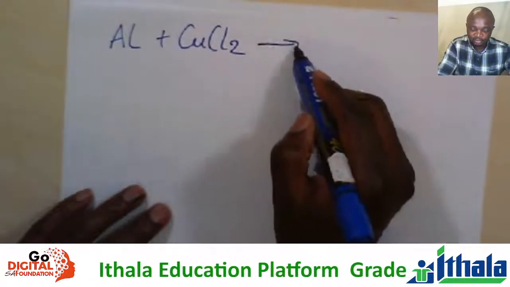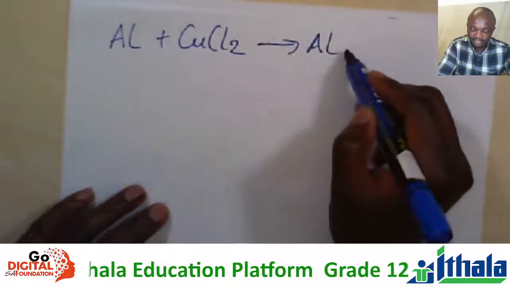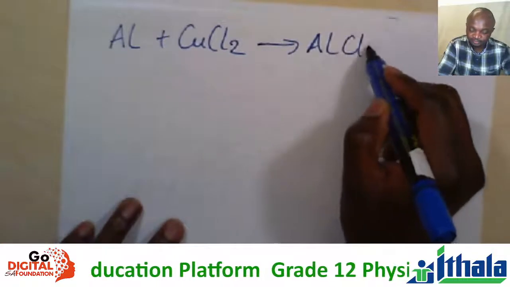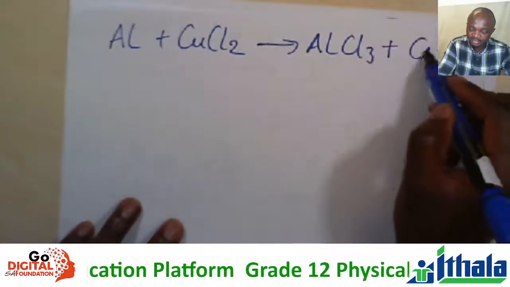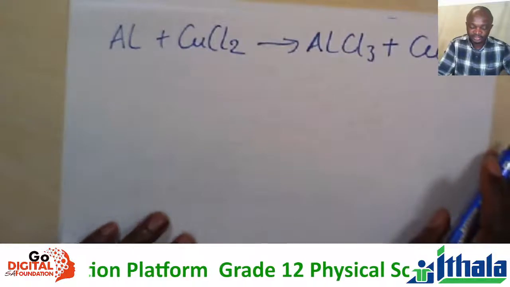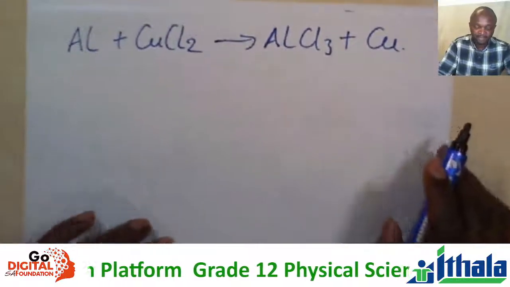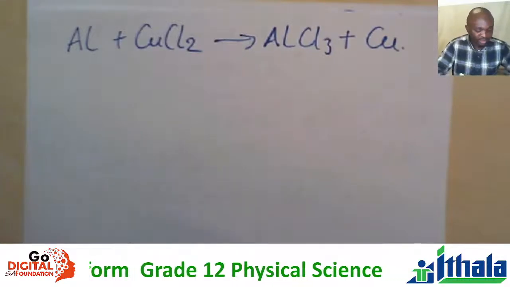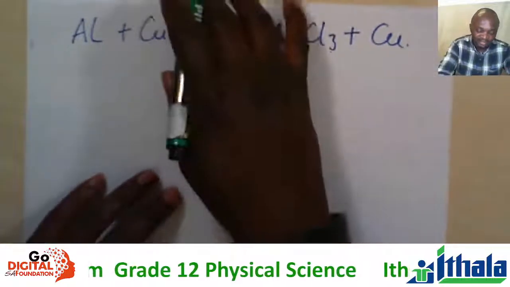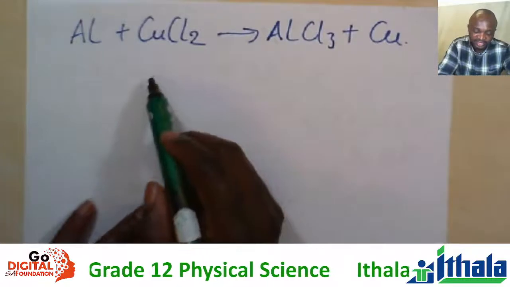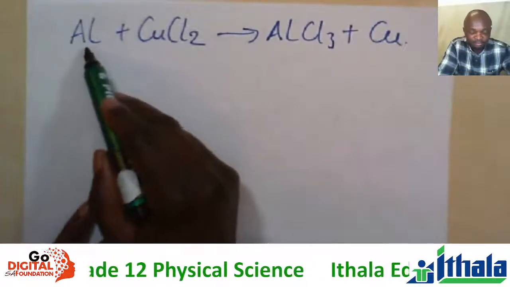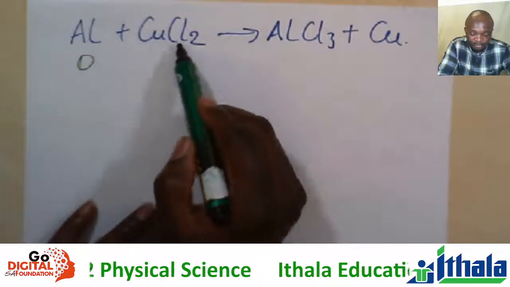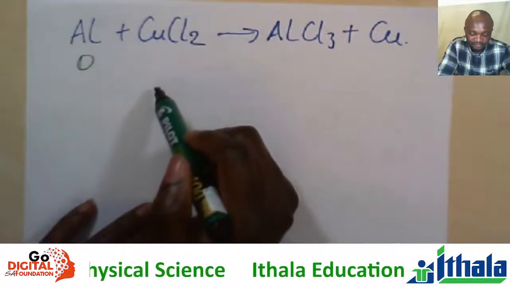Then it gives us aluminium chloride, plus copper. The equation says so, right? Now when you have an equation like this, the main thing is to allocate the oxidation number. Let us try to allocate the oxidation numbers. The oxidation number of aluminium, because it stands alone like this, is 0. Copper chloride, this one is a compound, right?